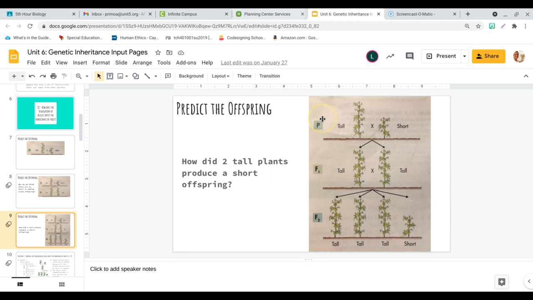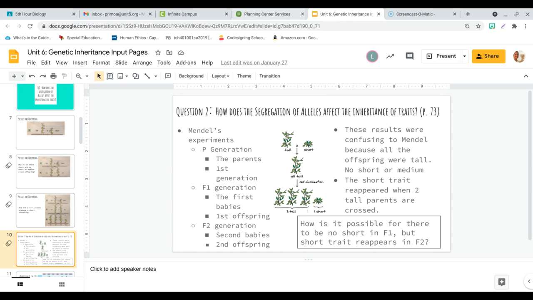Okay, so now this gets extra weird. So we've got one generation here with a tall plant and a short plant. And when those 2 were crossed, they both came out tall. But then these 2 plants were crossed, and we got 3 tall plants, but then 1 short plant. How the heck did that happen? Well, these are the exact questions that Gregor Mendel asked himself when he was doing his experiments with pea plants. Gregor Mendel is known as the father of modern genetics.